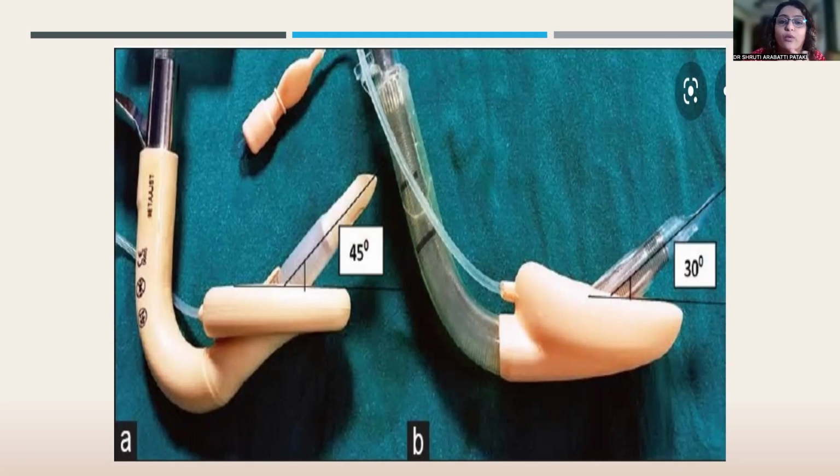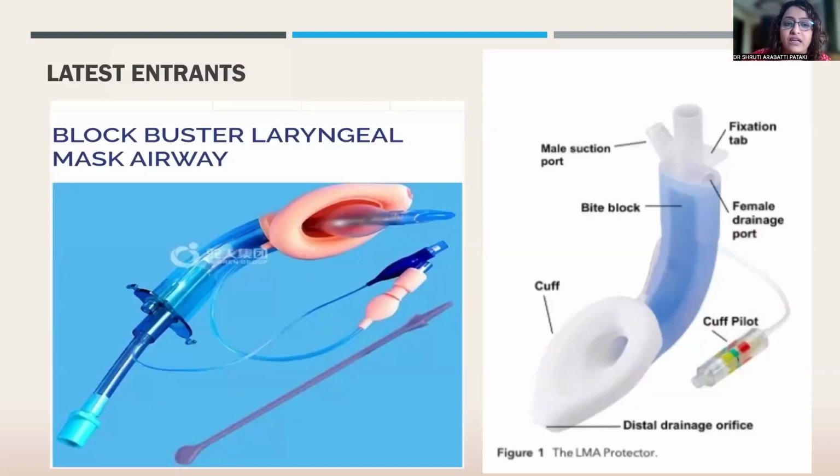Plus, you're going to be avoiding all the hemodynamic disturbances that you can have with laryngoscopy and difficult intubation. You can put in the LMA, ventilate, stabilize the patient, then pass the tube, and go ahead and complete the surgery. This is something that we're finding very, very interesting. So this is the latest one that I was talking about, the Blockbuster laryngeal mask airway.